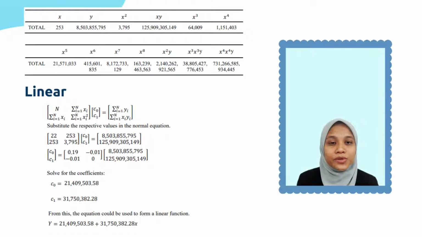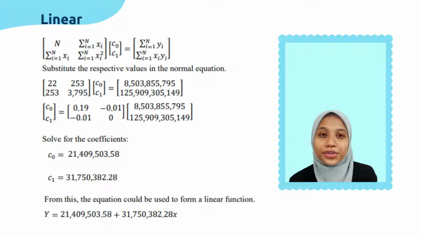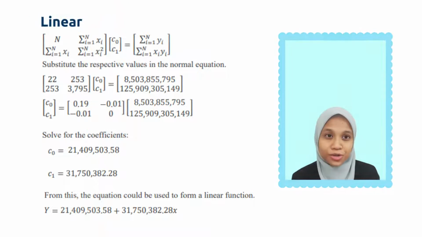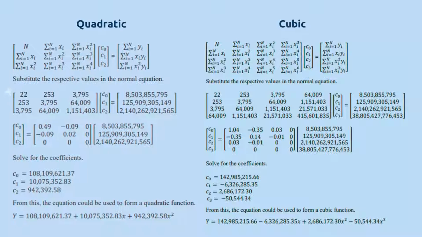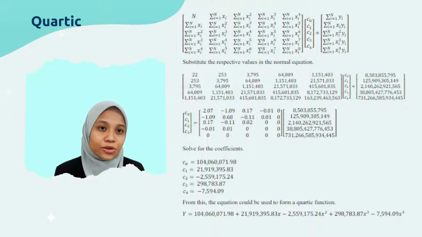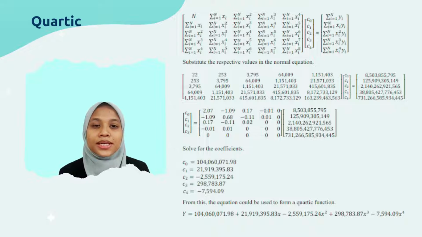This table shows the values that we use to solve the LSM function. To get the function, first we form a matrix to get C0 and C1. We need to substitute the values that we get from the table. Then solve the coefficients. From that, the linear function is created. For quadratic, we find C0, C1, and C2. For cubic, we find C0, C1, C2, and C3. And for quartic, we find C0, C1, C2, C3, and C4. Then continue with the same steps as the linear function. Lastly, the function is created.